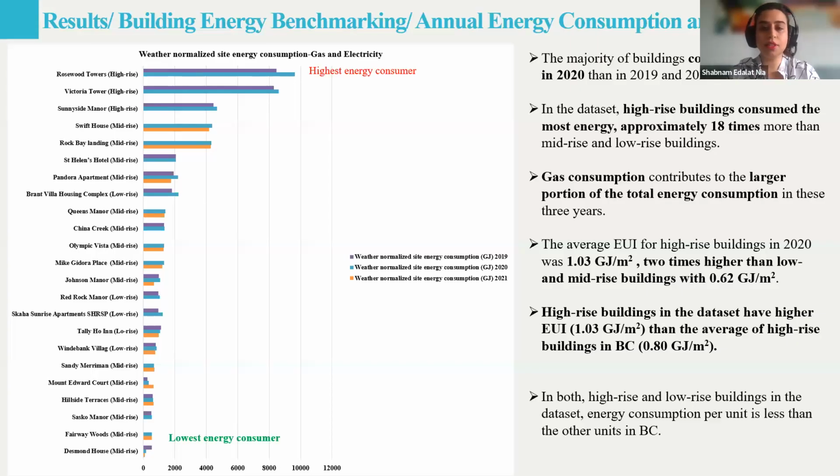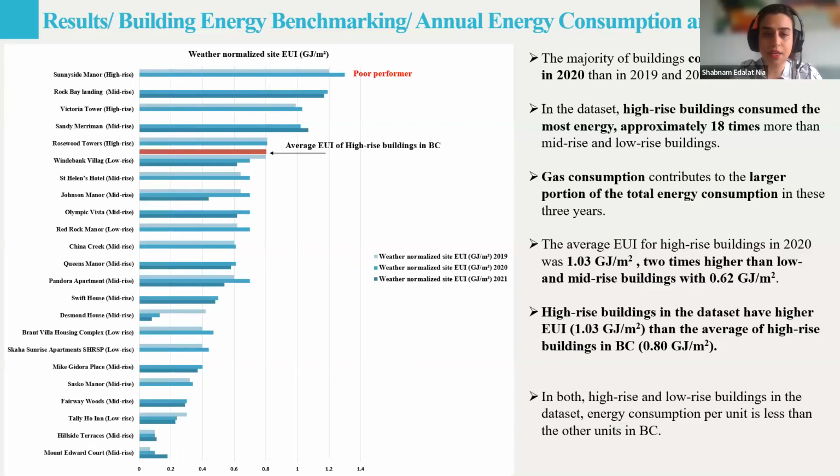Here you can see a summary of the results related to annual energy consumption and energy use intensity of these 23 buildings. The graph ranks buildings based on their annual energy consumption, with the highest energy consumer at the top and the lowest energy consumer at the bottom. The results show that in most buildings, the energy consumption in 2020 was higher than 2019 and 2021. And also high-rise buildings have the highest energy consumption compared to other types of buildings in the data set.